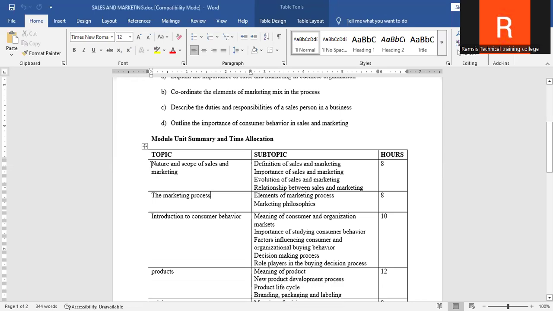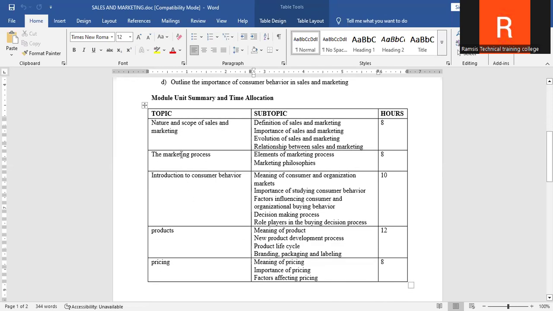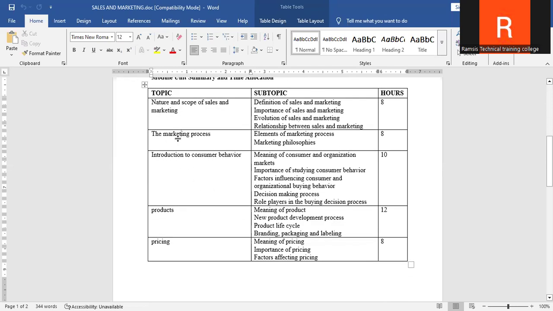So the first topic is nature and scope of sales and marketing. You look at the definition of sales and marketing, importance of sales and marketing, evolution of sales and marketing, and the ratio between sales and marketing. And then we have another topic, that is the marketing process. Look at the elements of the marketing process, marketing philosophies, introduction to consumer behavior, the meaning of consumer and organization market, importance of studying consumer behavior, and factors influencing consumer and organization.